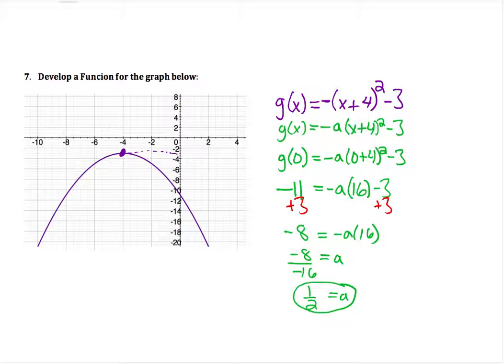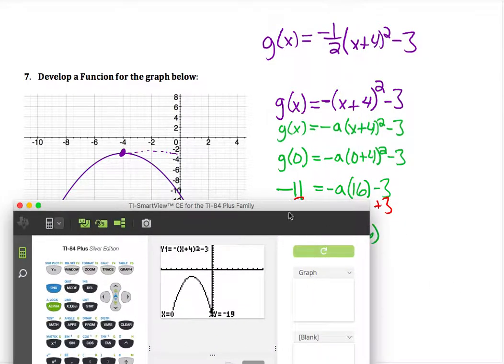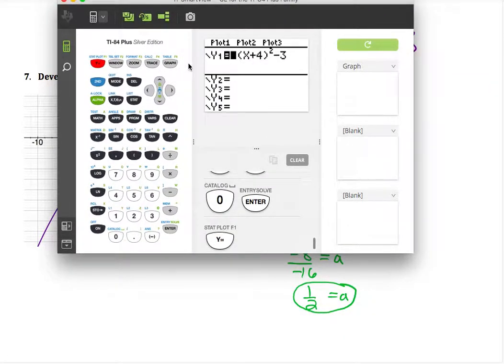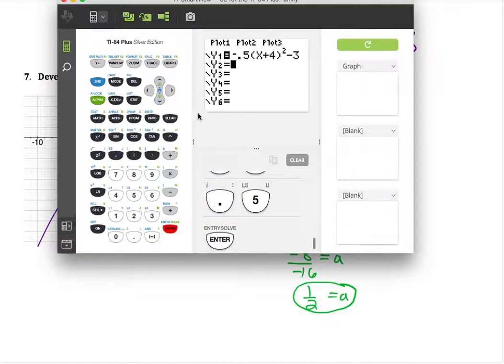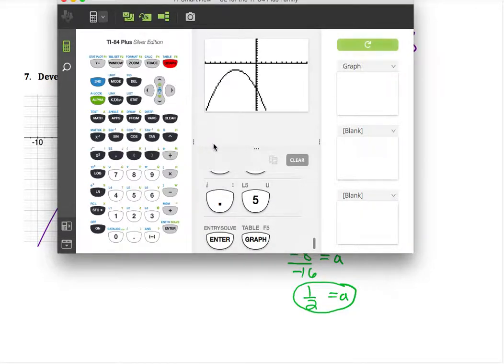Let's try that. So I'm going to say my new g of x is going to be negative 1/2 times x plus 4 quantity squared minus 3. Let's put that in our calculator and see if it looks better. Let's go and fix our calculator. So we've got to put negative 1/2. So I want to insert that here. So I'm going to hit second insert. I'm just going to put 0.5 for 1/2. That ought to be pretty good. And let's go back to our graph and see if it's right.